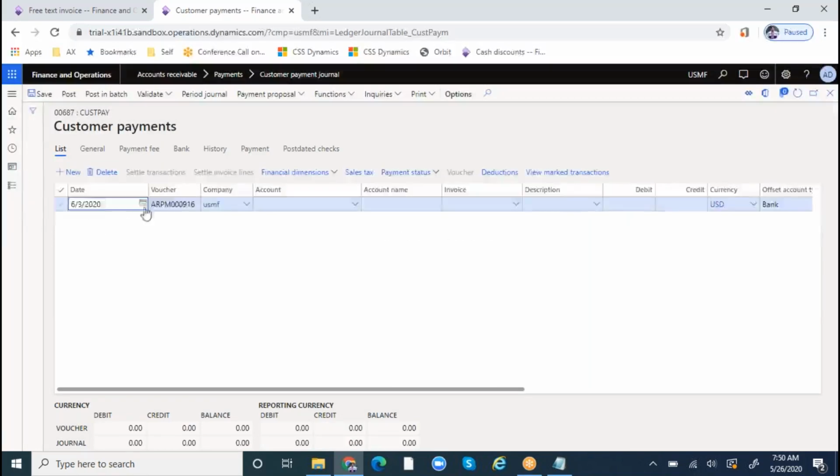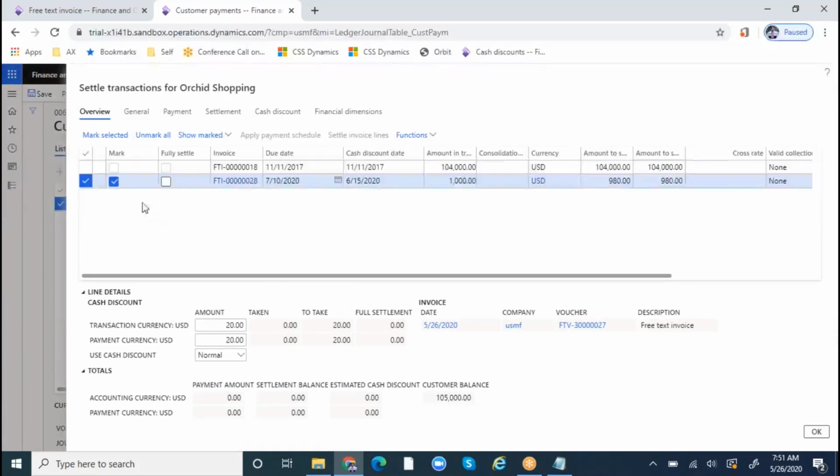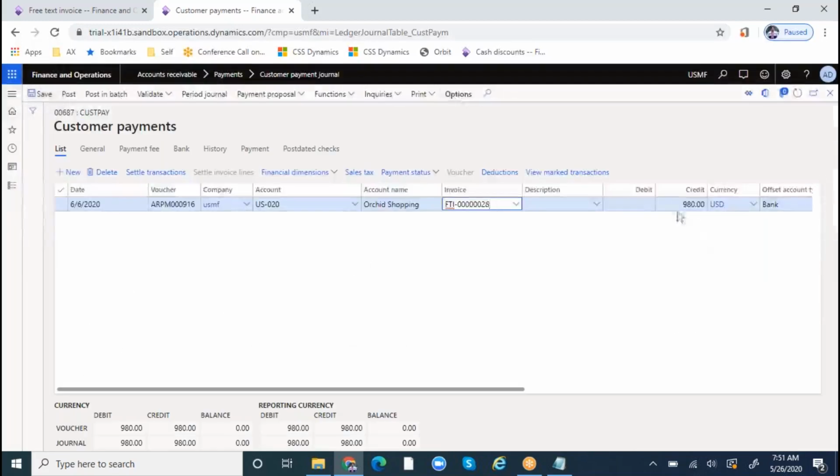Click new. Suppose 6th of June. Okay, settle transactions. It was more than 10 days. Select the invoice. Click OK. Then automatically it was 980. Suppose I'm deleting this one.